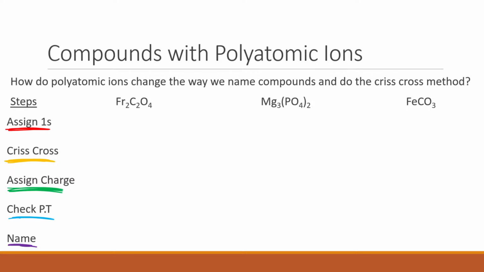Here we have the same set of steps that we saw last time, the same color coding, but a set of compounds that contain polyatomic ions. And when we do these steps out, we're going to notice that there's 2 big changes. The first step, where we assign our ones, and the step where we check the periodic table, are going to have some adjustments made to them. For the first step, it's not just assigning ones, it is assigning ones and finding the polyatomic ion.